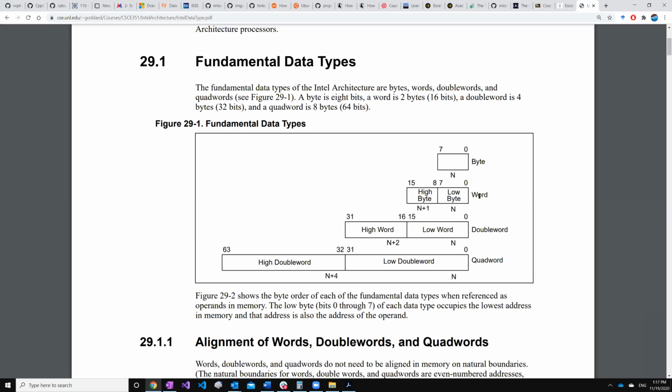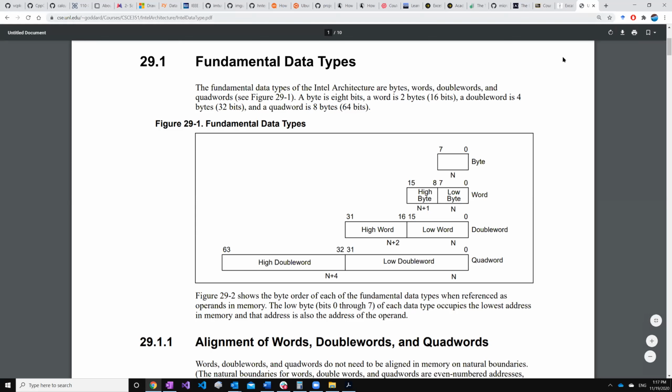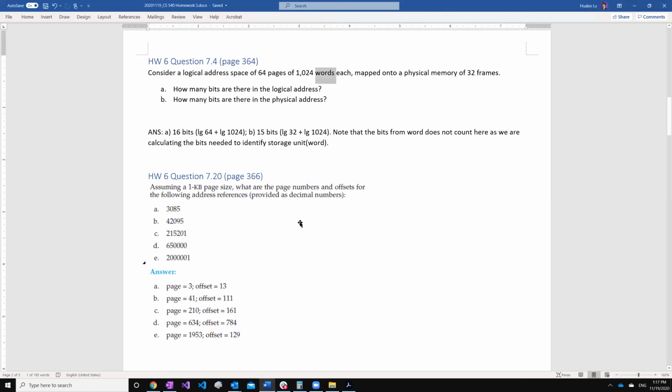Now from this description, we know one word is 16 bits, but truly for this question you may be wondering, do I need to worry about that? Well, I will tell you, you don't need to worry about how many bits are inside one word, and I will tell you the reason later. Now let's read the question. This is the first part: 64 pages, and one page has 1024 words each. This will play a role in my explanation. And it maps onto a physical memory of 32 frames.